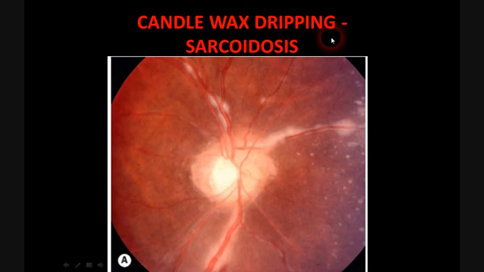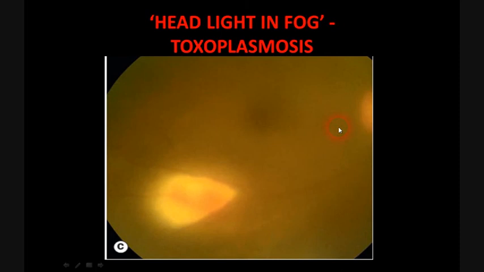The candle wax dripping appearance in sarcoidosis is where there is periphlebitis with perivenous exudates. You can see the exudates like wax dripping from a candle. Finally, the headlight in fog appearance in toxoplasmosis. There is severe vitreous haze because of vitritis, and a yellowish patch of focal necrotizing retinochoroiditis is seen.